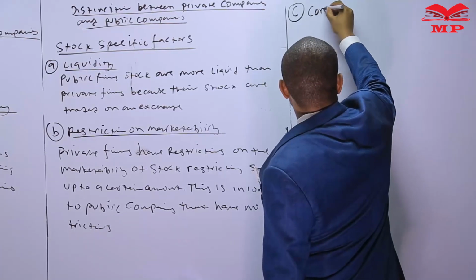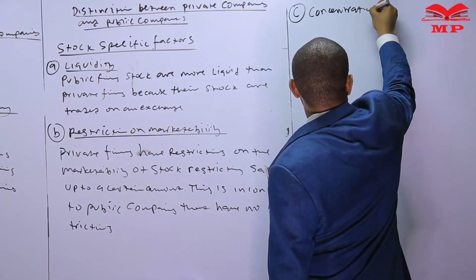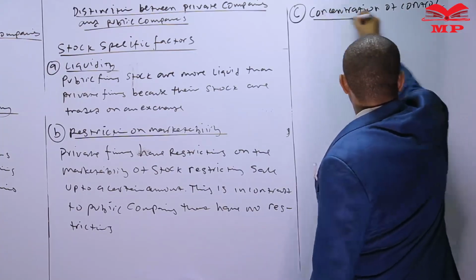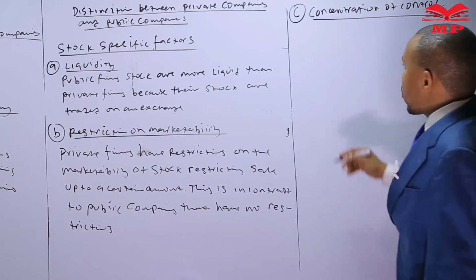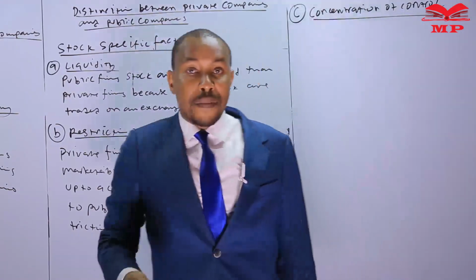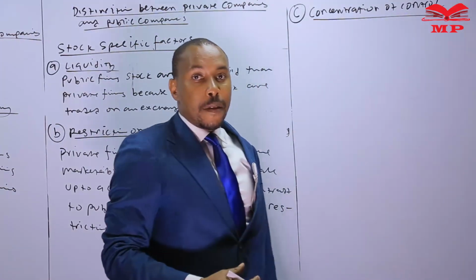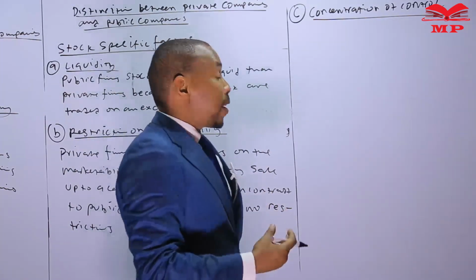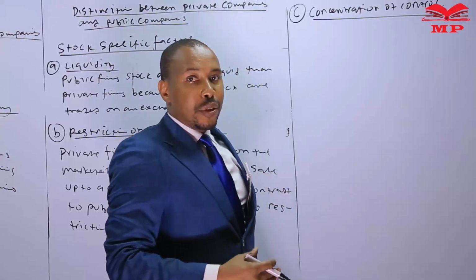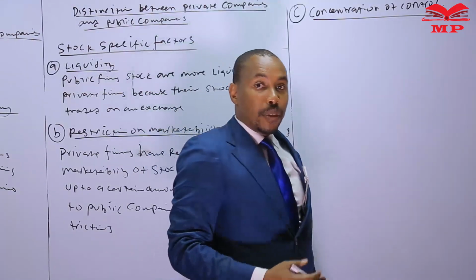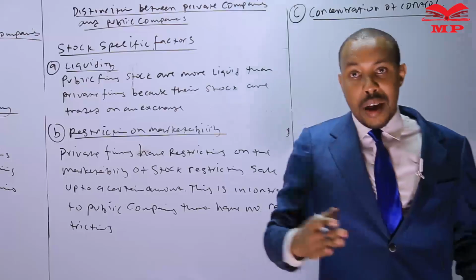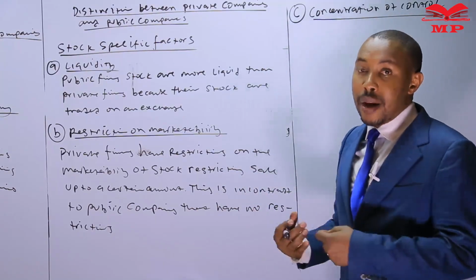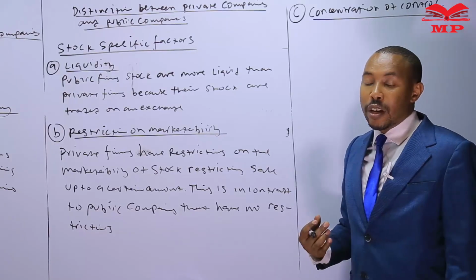C, concentration of control. Now we're saying the control of private firms is concentrated at the top, and you tend to find that there is some form of overlap between management and the ownership, or the management and shareholders. You find that the owners under private companies are the same as the majority shareholders of the company.